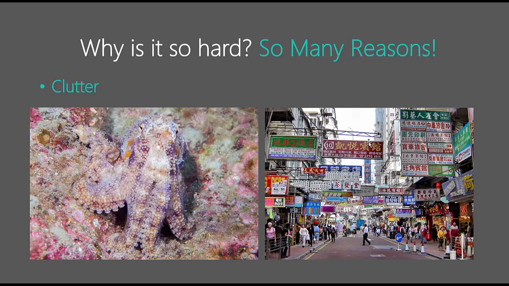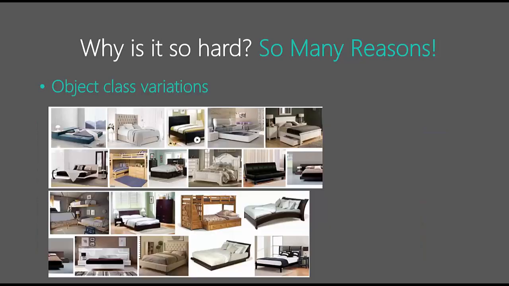And what about trying to pick up an object in this noisy or cluttered image? That's going to be quite a challenge. And what about object class variation? Here, there are so many types of beds. How does an object recognition algorithm know that this here is a bed and this here is a bed? It's going to be quite tough.